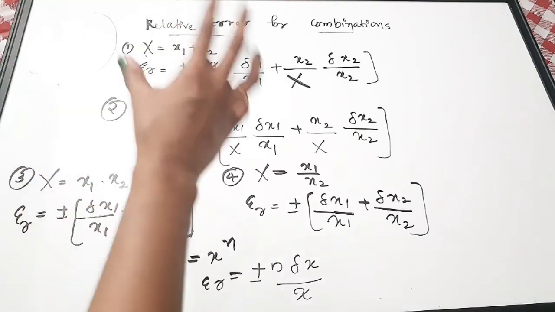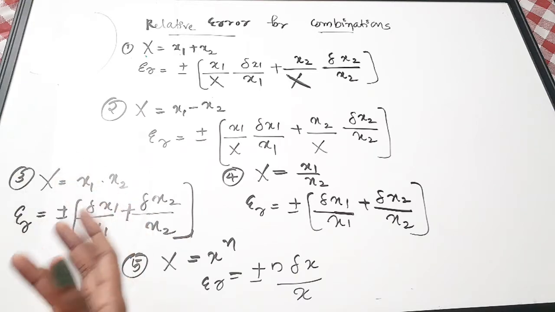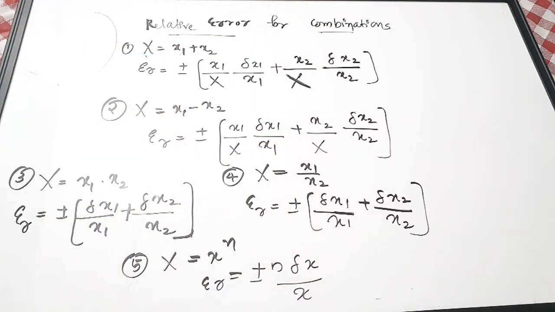Now this x1 and x2 is having some errors. So how will the resultant quantity get affected with these errors? How are the errors adding up? Is this equation the same? And this equation is the equation for relative error. Okay, so we are going to actually calculate the relative error.